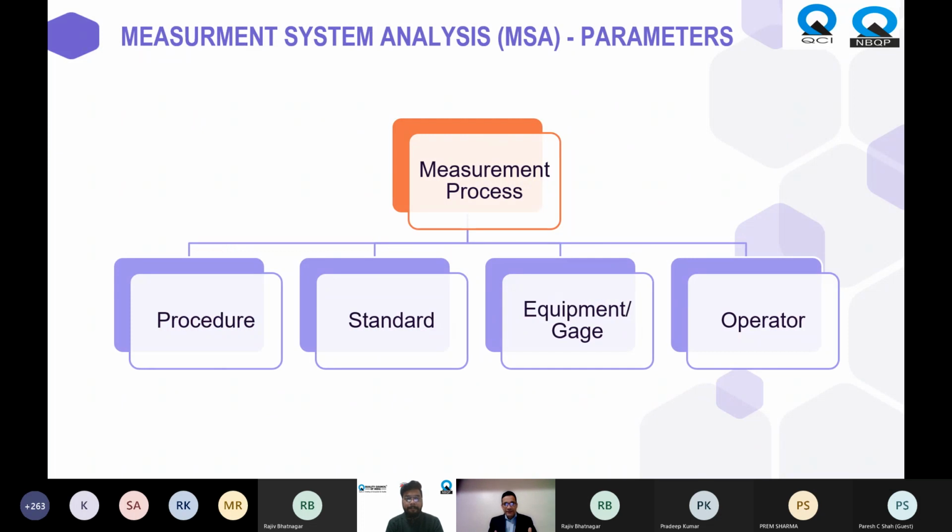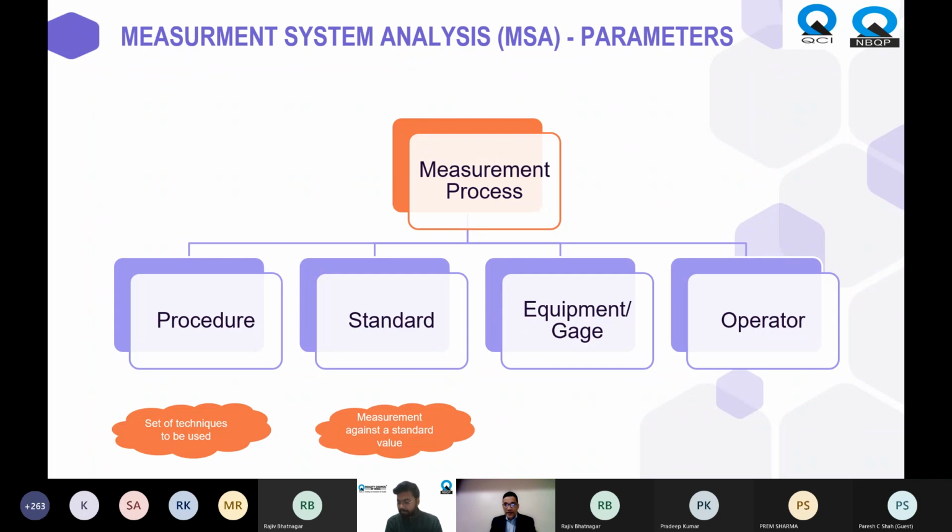So let's have a little bit of a deep dive into what all elements are going to be involved in my MSA, because till now we talked about some generic points about measurement system analysis. Now we will understand what all elements are going to be involved. When we are doing MSA, what all parameters we need to take care of, what would be the things which are responsible for MSA. The first one is my procedure, which talks about the set of techniques I am using for capturing my data. And second is my standard.